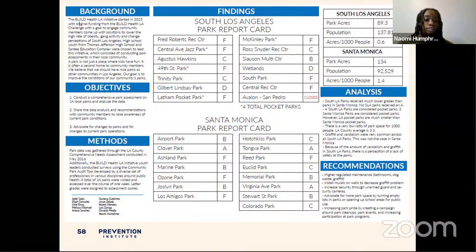To see if our parks fared any differently from parks from a neighborhood with a similar size and population density of historic South Central, we used the same audit tool to assess parks in Santa Monica. We assigned each park a letter grade, with A as the highest score and F being the lowest. And as you can see on this report card, Santa Monica parks averaged around a C grade, while parks in historic South Central averaged around an F, based on our audit tool.